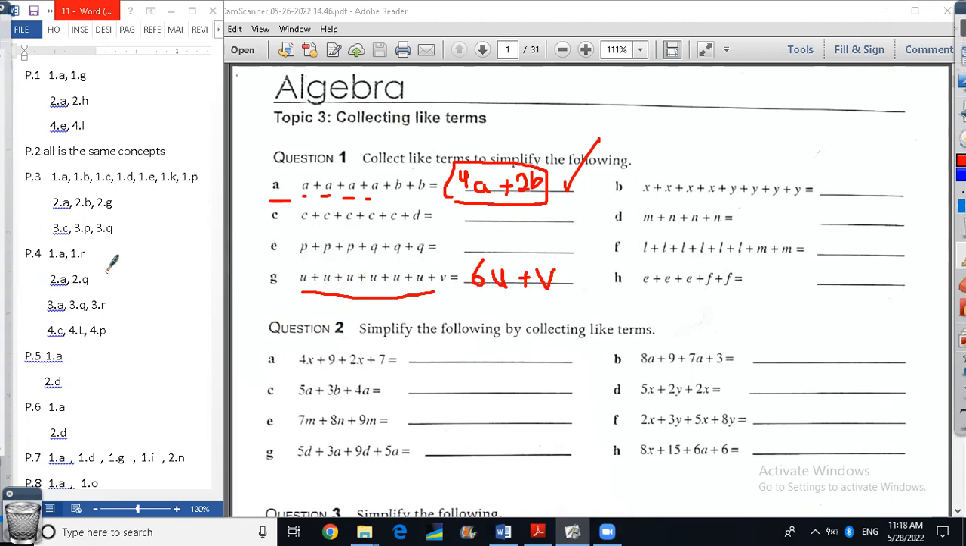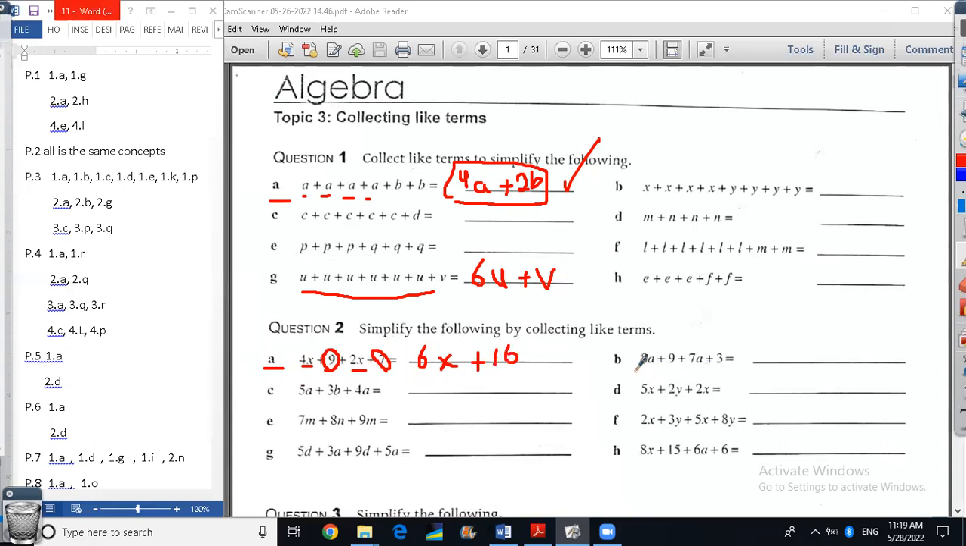All right, next question here, question 2, we're going to take 2A from it. So here 4x plus 9 plus 2x plus 7. Can I do 4x plus 9 together? No, we can't. We're going to take only the x's with each other and only the numbers that have no variables with each other. So here it's 4x plus 2x is 6x. 9 plus 7, it is just going to be positive 16.